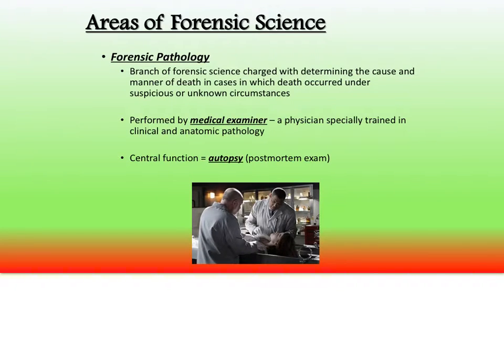Second thing is forensic pathology. This is the branch of forensics that's in charge of determining cause of death and manner of death, if a death occurred under suspicious or unknown circumstances. A forensic pathologist or medical examiner is actually a doctor. This is a physician who is specially trained in basically dead people. Clinical pathology.